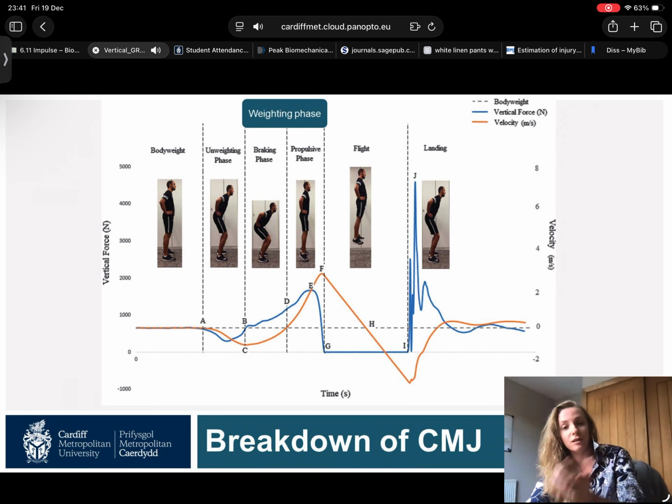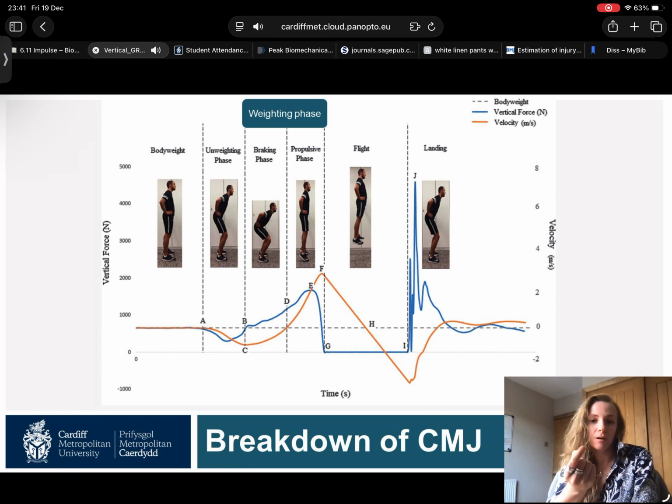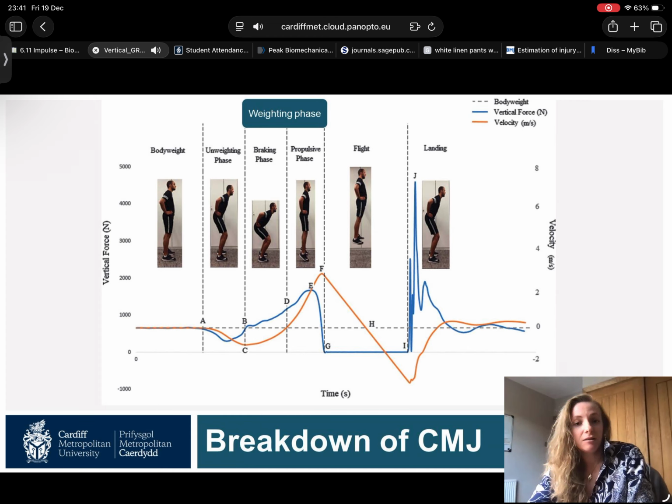So like I said, when you get below the body weight line, that is point A, the movement has started, and you enter the unweighting phase, which occurs to point B, where you go back up to above body weight. This would be the unweighting impulse. Now the unweighting impulse must be less than the weighting impulse, which is from point B to essentially around about point G, to get you off the ground.